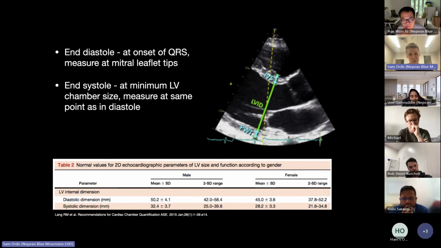It's pretty close to the onset of the QRS. It often isn't. And I wait for where the mitral valve leaflets come together, measure at the end of there. And then at end systole, you do the same point. Okay, so the same areas where you do it in diastole.